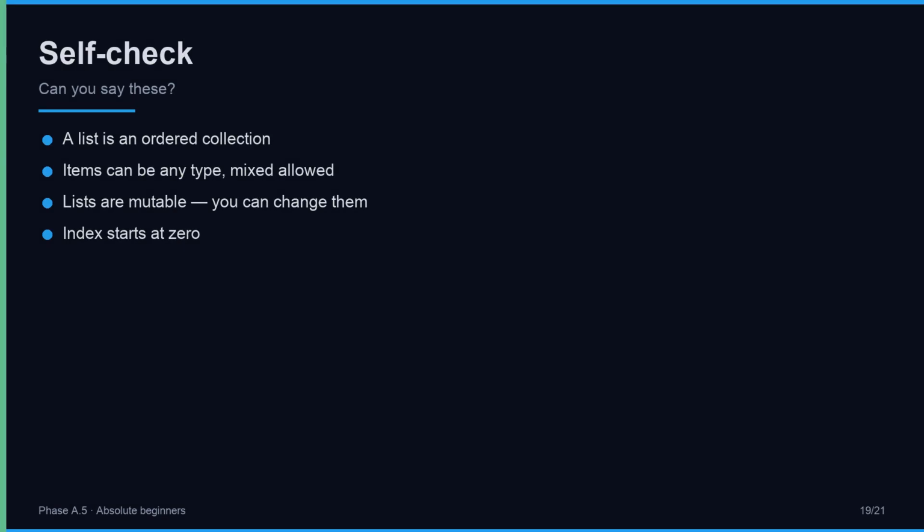Quick self-check. Can you say in one sentence what a list is? Can you explain why the first item is at position 0? Can you name the 4 operations: create, read, update, delete? Can you say whether duplicates are allowed in a list? If any of these feels shaky, rewatch the matching part. You do not need to know every list method yet. Today is about understanding what a list is. The how comes next.